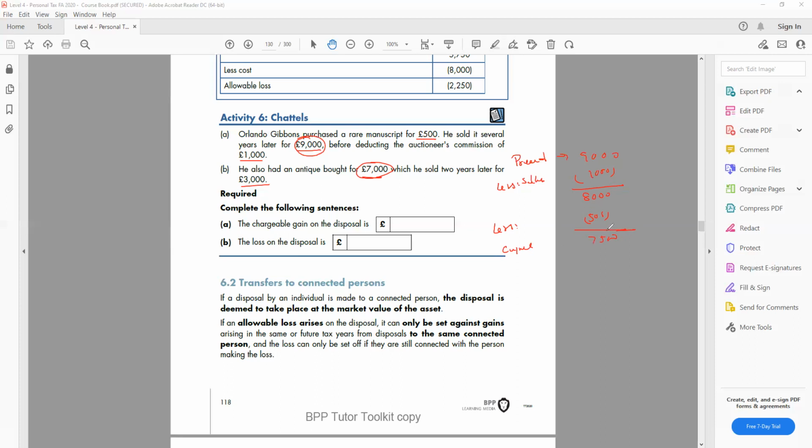Now, the next thing you have to see: as the cost is less than 6,000, because the cost was only 500, and the sales is more than 6,000, we have to use the formula. If you remember the formula, 5/3 × (gross proceeds minus 6,000). 6,000 is the base because it's a chattel. The chattels rule is sometimes called the 6,000 rule. So you have to remember, if the question gives you any amount that is relevant to 6,000, you have to understand it's a chattel.